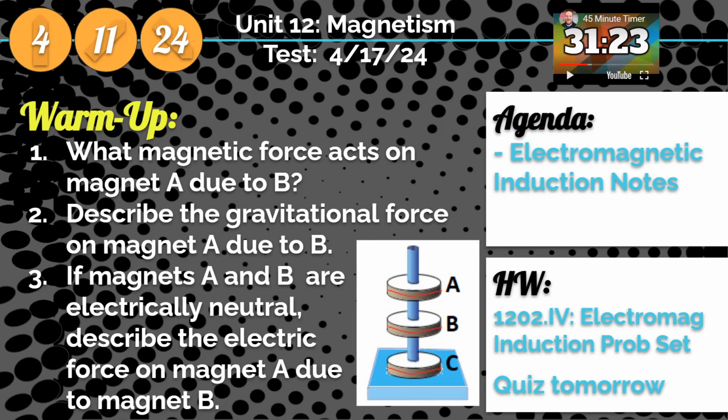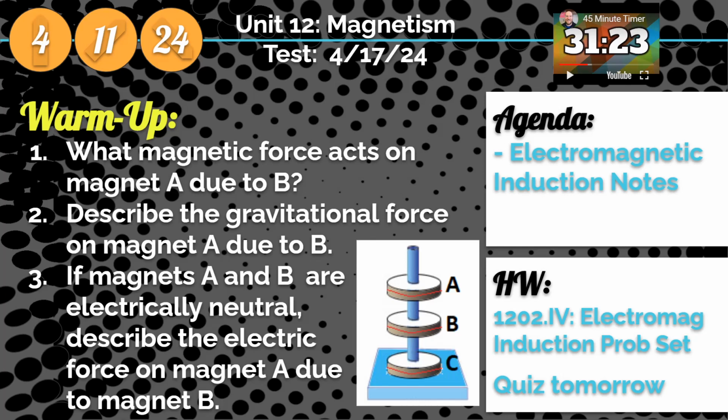Number 2. Describe the gravitational force on magnet A due to magnet B. Again, gravitational forces exist between any two objects with mass. Magnets have mass. Therefore, magnets do experience gravitational forces. Gravity is only ever attractive. It is not possible to repel something gravitationally. So that means that although these magnets are repelling magnetically, they are attracting gravitationally. That also tells me that that gravitational force must be quite a bit weaker because they're still floating. Okay, so the forces aren't the same strength, but the gravitational force is an attractive one.